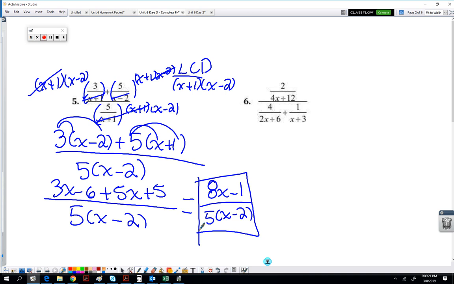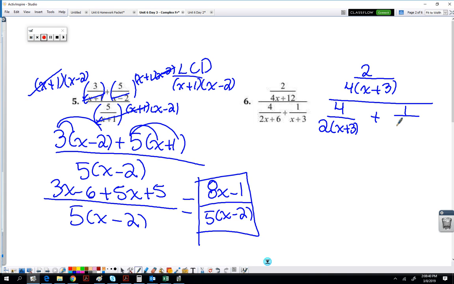Alright, number 6. The very first thing that I'm going to do is factor everything. So how do I factor that? Step number 1, find your greatest common factor. And then on the bottom here, I can find my greatest common factor. Alright, if you notice, you can actually simplify this fraction here, and you can simplify this fraction here. Okay? You can do that. I am not. It's okay. We can do it either way.